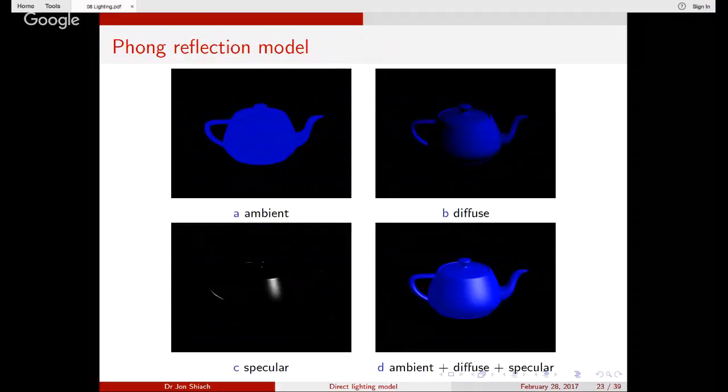And if you add them all together, so here we've got the teapot again. Top left is just ambient. Top right, I've got diffuse. Bottom left, I've got specular. If I add them all together, you have your teapot rendered. And it's not perfect, but it gives a good representation of that teapot there.